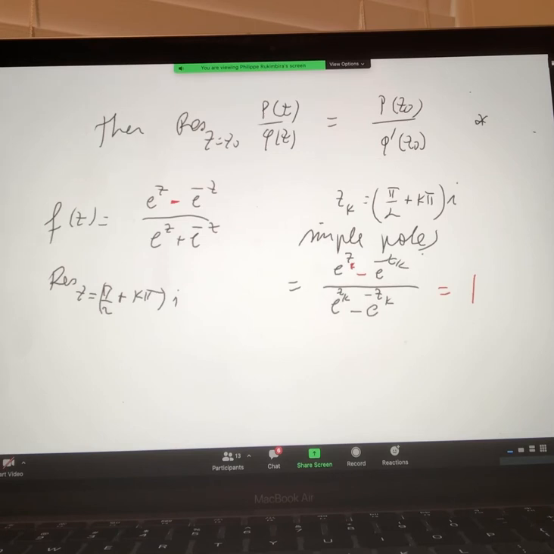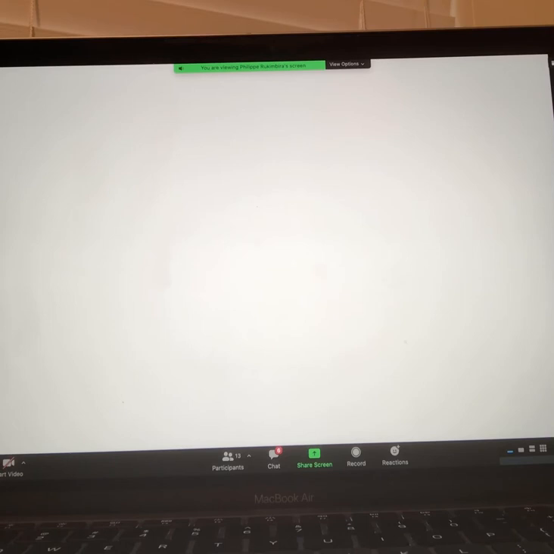Sorry, I'm erasing. It's a general formula when you have a simple pole of a rational expression. Unfortunately, it doesn't extend if the pole is multiple, unless you have a rational function, meaning P and Q being polynomials. All right, so that was C. And we're going to go back to the simple case.